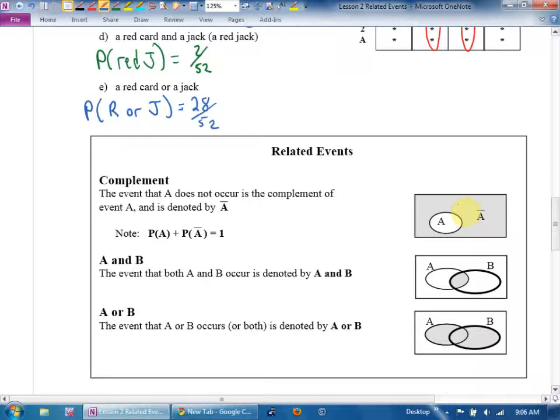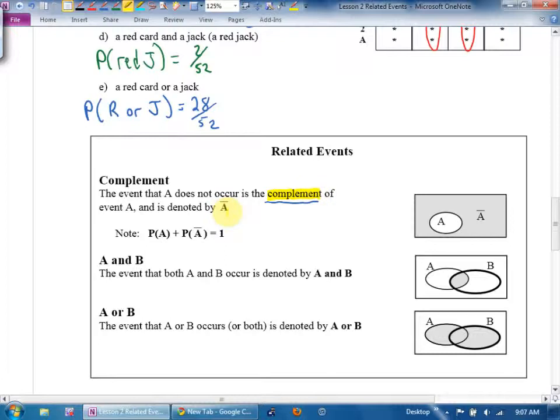So here is a Venn diagram. We would call this the event A. What would I call that there with the bar above it? The event not A. And there is no overlap. You can't be A and not A at the same time. Sorry, you can't. We call the event A not occurring the complement. And this is a word you're going to want to know. I'm even going to highlight it. It's a vocabulary word: the complement of event A, and it's denoted by not A.